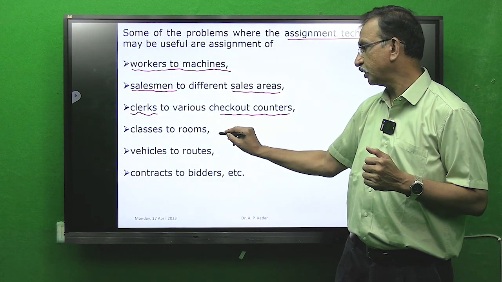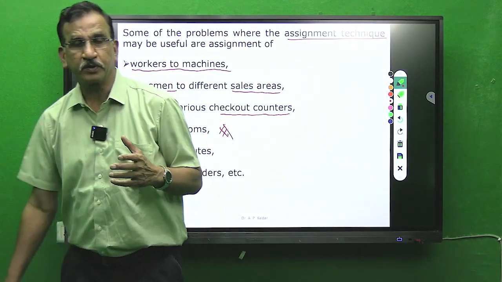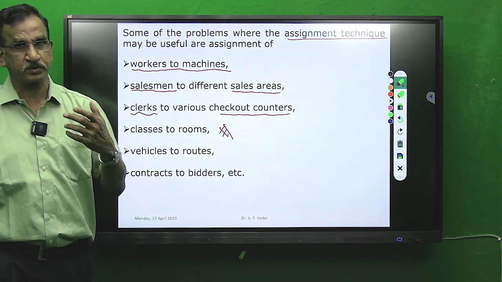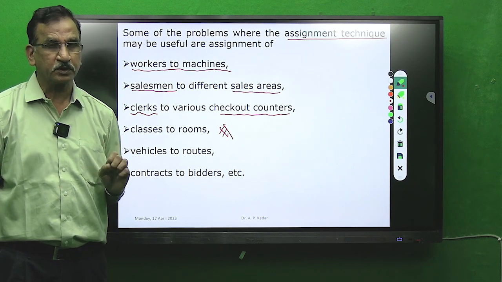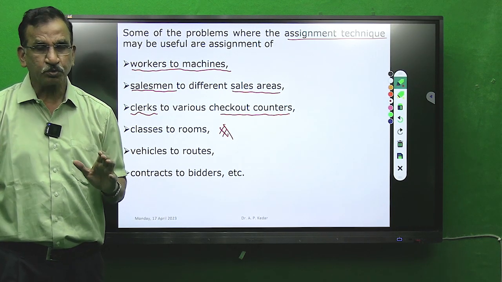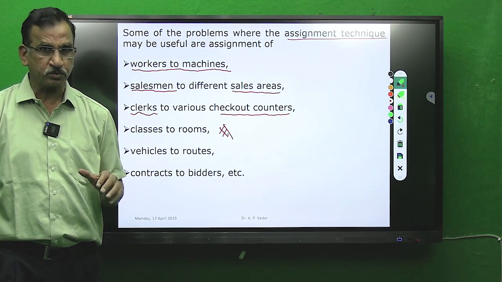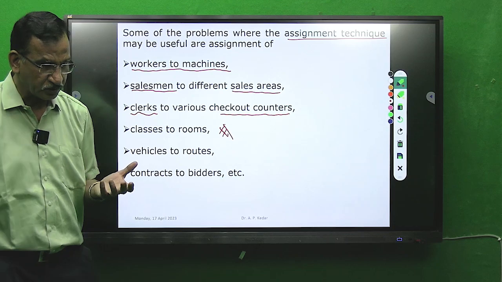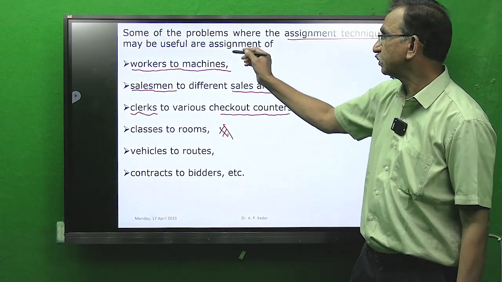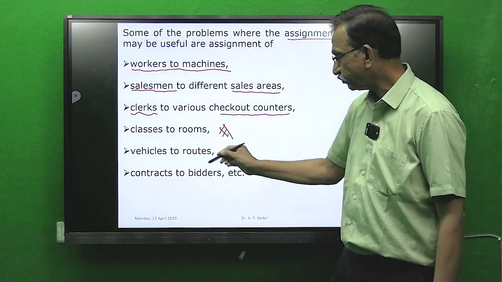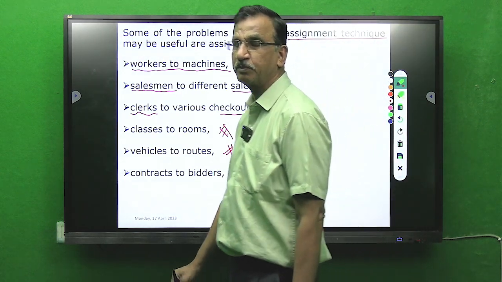Classes to the rooms. This is related to educational institutes, where we have different students in different semesters, different sections, and the institution has as infrastructure facility different classrooms and laboratories. So effective utilization of these classrooms by assigning different sections of students is done with the help of the assignment problem. Vehicles to routes. This is a very important application again of the assignment problem.